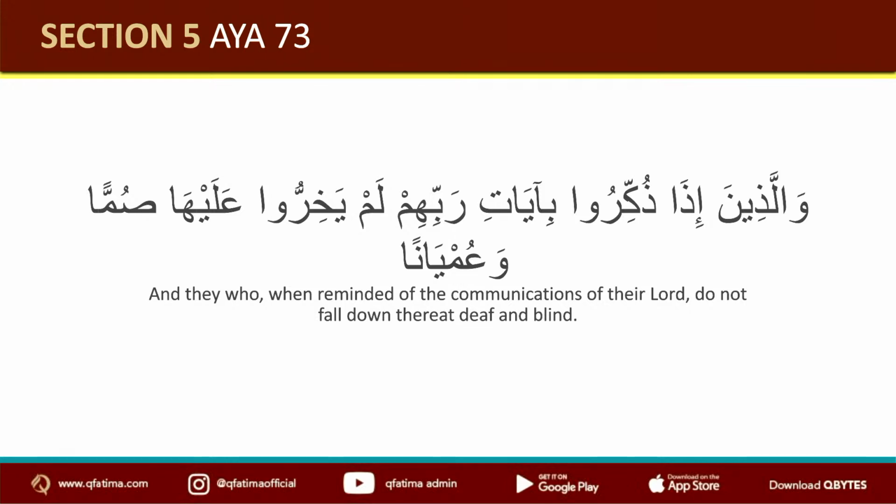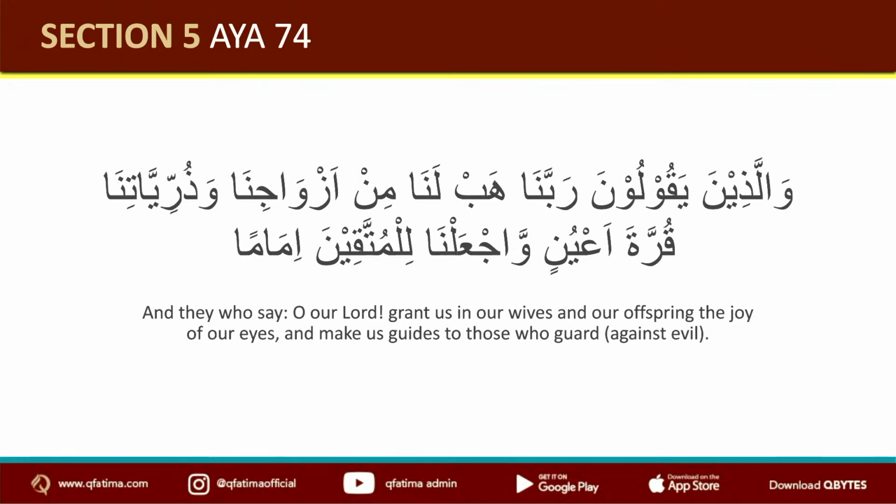In other words, they don't say, "Why has the majlis been arranged? The speaker has to prepare." Do you know how long it takes to prepare a talk? Okay, great. All right. وَالَّذِينَ يَقُولُونَ, they are completely family orientated. قُرَّةَ أَعْيُنٍ. It's amazing, it really is, okay?